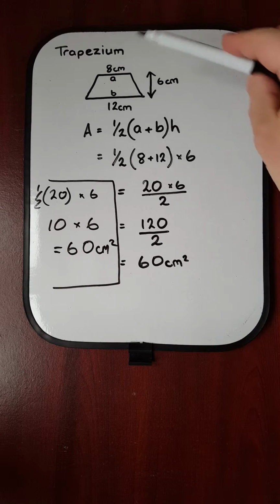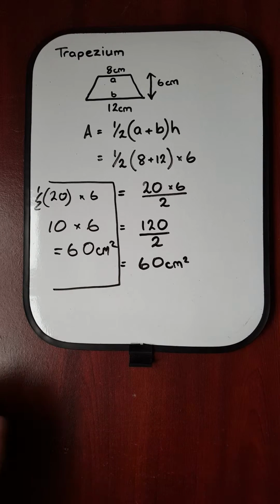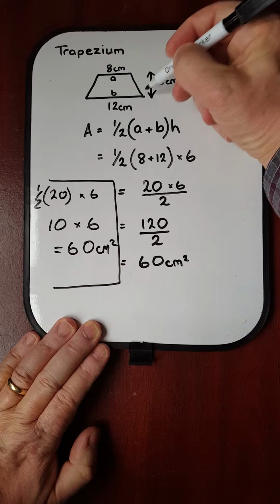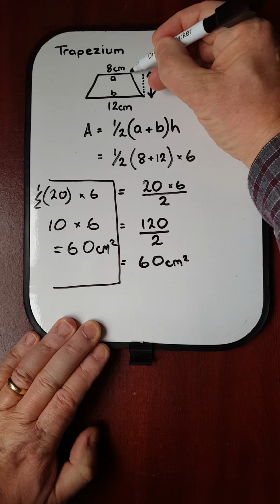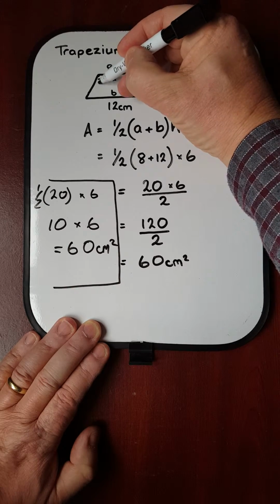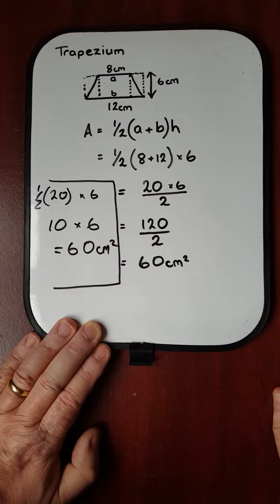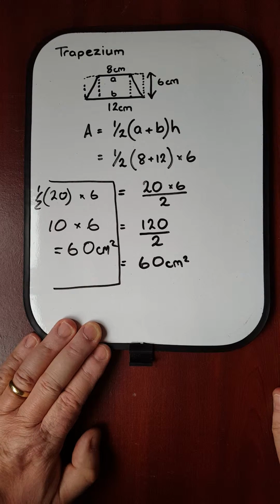So it's half of the A plus B, the two parallels, and then multiply it by the height. Okay? So that's a trapezium, and basically those halves are related to the fact that we have triangles. Triangles stuck to the edges of the trapezium. Alright, so that's the trapezium.